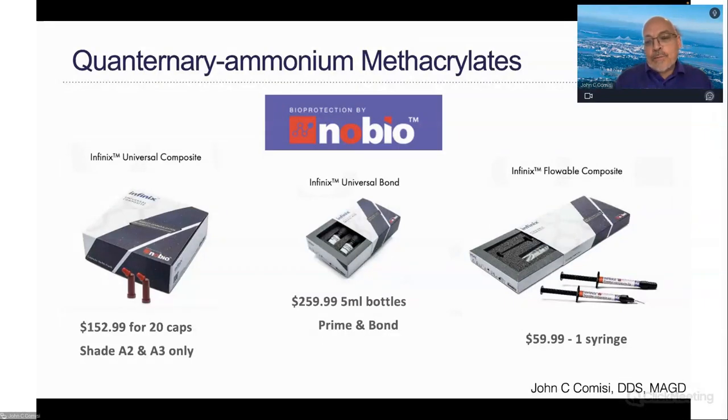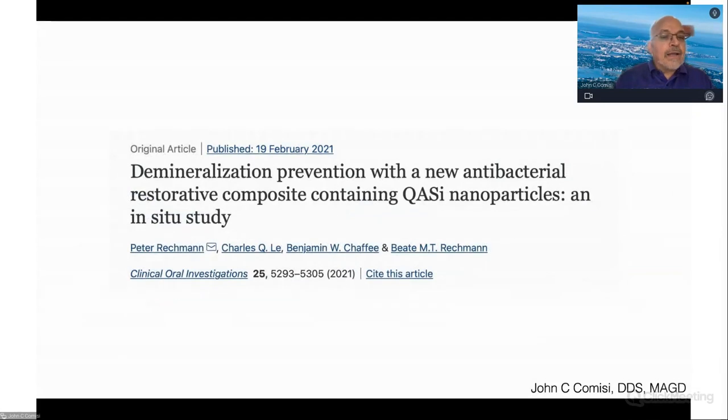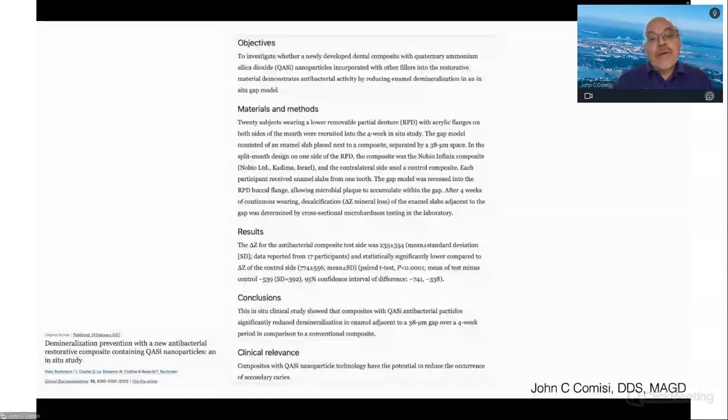So as I did a little bit more investigation into the products, I did stumble upon the article that basically shows what this quasi-nanoparticle can do. And in the study, it talks about the results. They talk about the conclusion that the study showed that the composites with the quasi-antibacterial particles significantly reduced demineralization in enamel to quite an extent in the gap between where the material was placed.